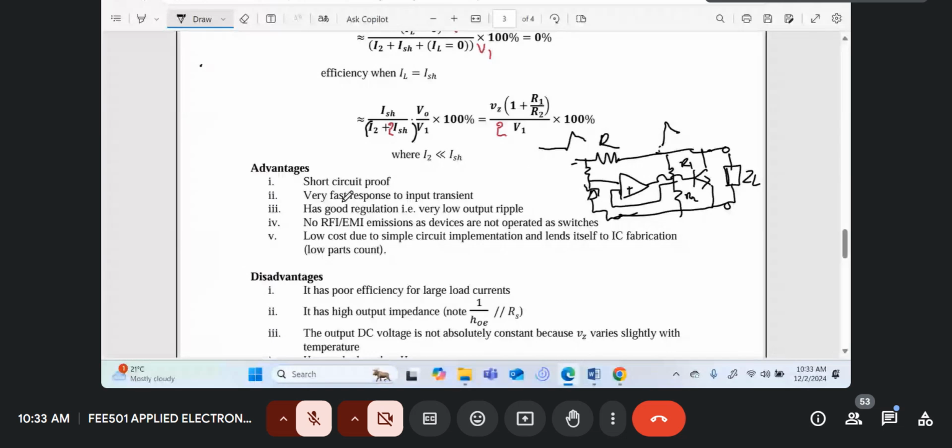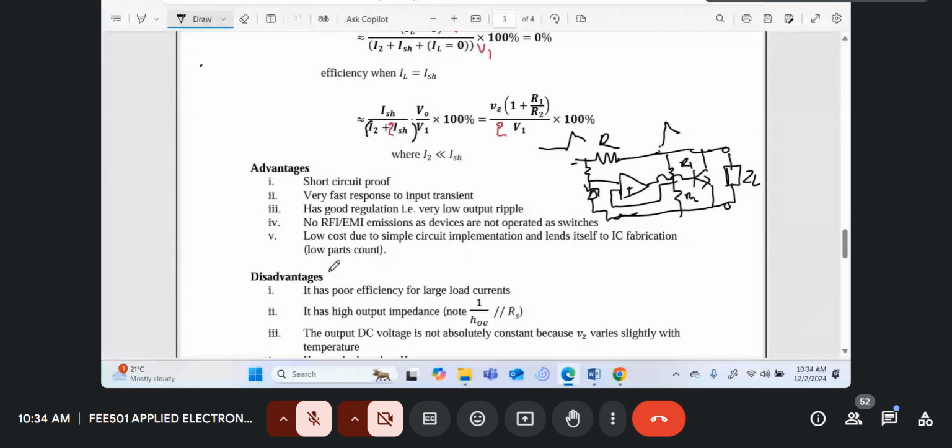So it's got a very fast transient response. A transient is when the voltage changes suddenly. We call it a transient. Then it does not suffer from RFI, meaning radio frequency interference, or EMI, meaning electromagnetic interference emissions. The devices are not operated as switches. And then it's low cost due to the simple circuit implementation and lends itself to IC fabrication.